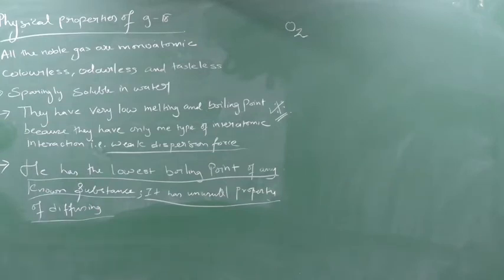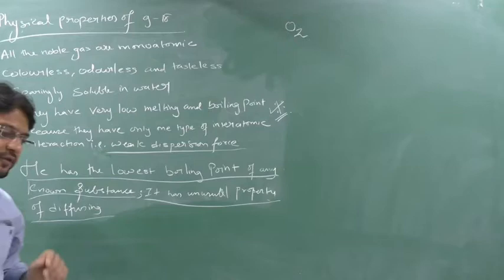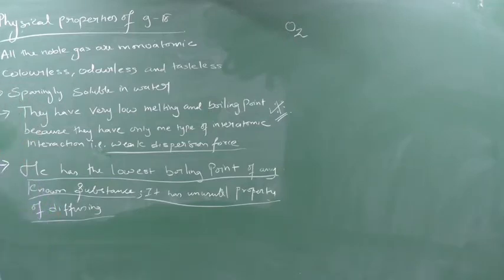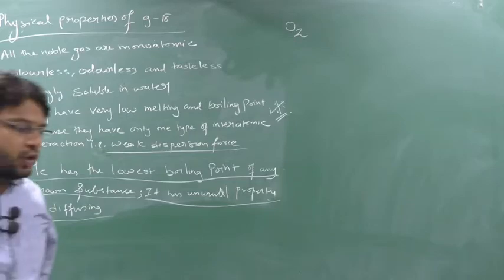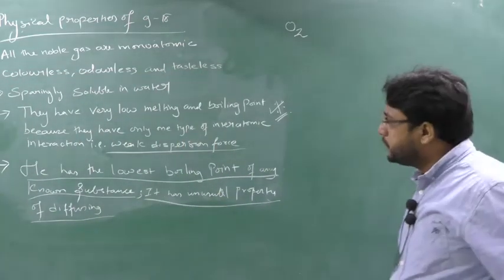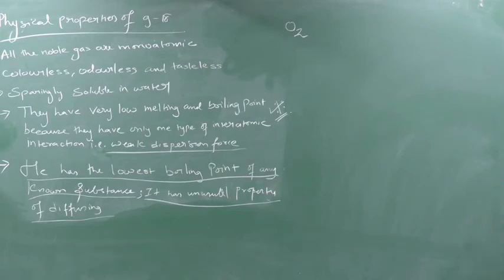Clear? Once more I will repeat the physical properties of group number 18, then we will go to the uses. You write down the uses, I will discuss them here. The physical properties of group number 18 say that all the noble gases are monatomic, and all are gases. These gases are colorless, odorless, tasteless. They are sparingly soluble in water. They have a low melting point and low boiling point. Why? Because there is only one type of interatomic attraction between them, that is the weak dispersion forces. Due to this reason, they have a low melting point and low boiling point, hence they are easily liquefied.